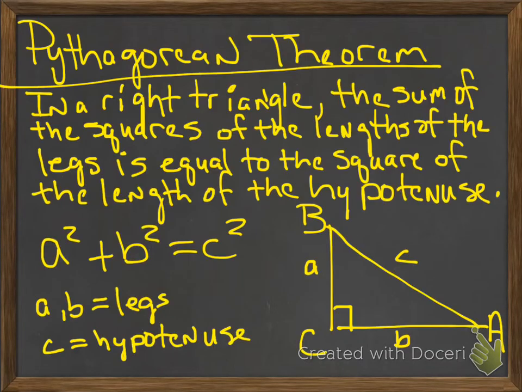So what is the Pythagorean Theorem? The Pythagorean Theorem is something you've seen before. In a right triangle, the sum of the squares of the lengths of the legs is equal to the square of the length of the hypotenuse. In other words, a squared plus b squared equals c squared.